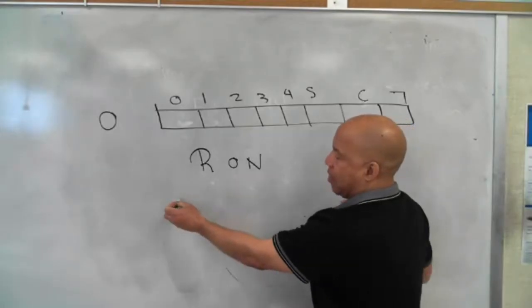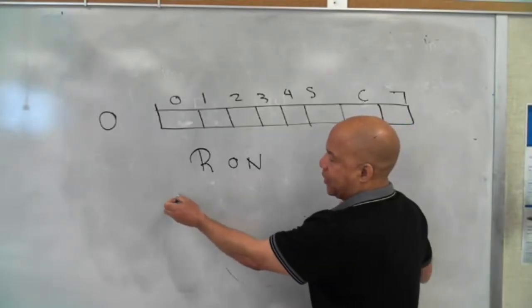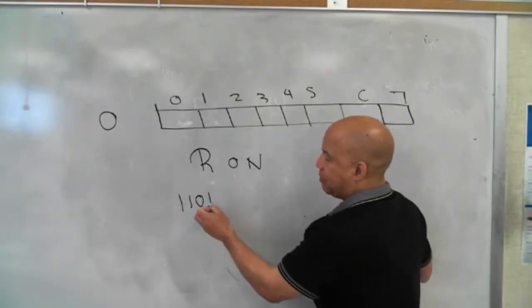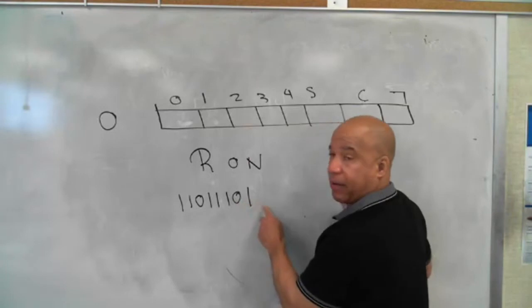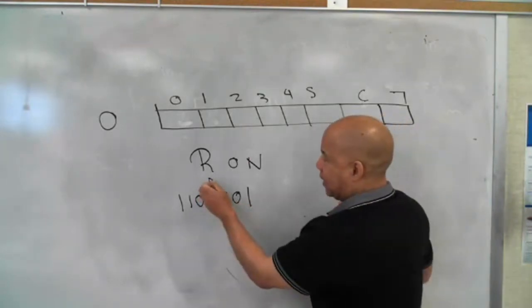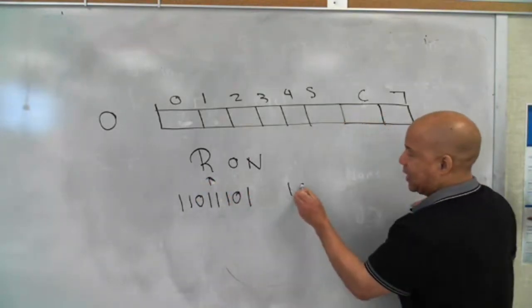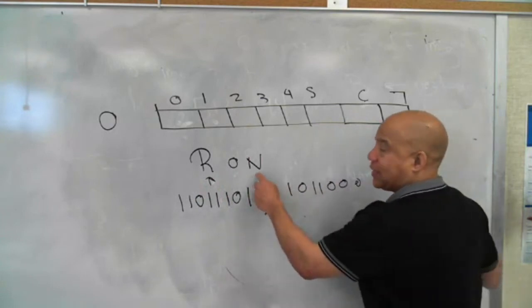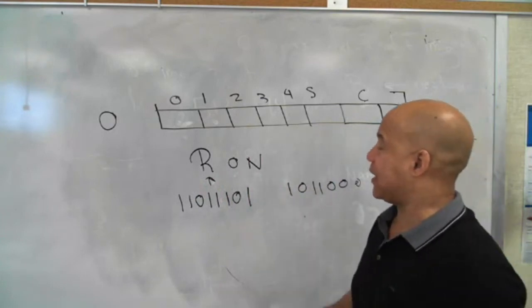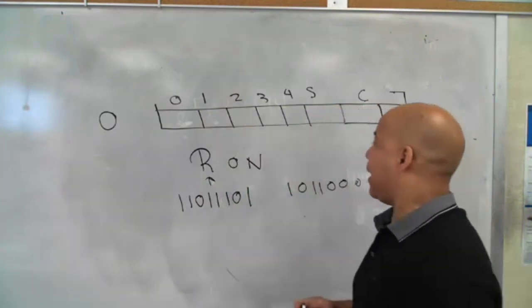I don't know off the top of my head what R is, but R would be represented as a series of bits. It would be 8 of them: 1, 2, 3, 4, 5, 6, 7, 8. And that would represent the R. The O would be represented as another series of bits. It will be 8 of those. Each one of these letters will be represented as a series of bits.